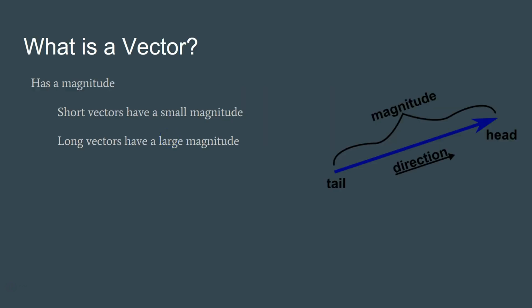Alright, so what is a vector? When we're talking about vectors, we have a couple key terms that we want to remember. Tail is at the start of the vector, then it goes to the head, which is at the end of the vector. Notice the magnitude is the length or size of the vector, and the direction is just saying where it is going. So short vectors have a small magnitude, long vectors have a large magnitude.